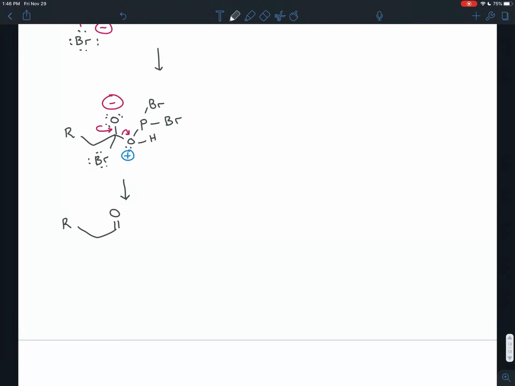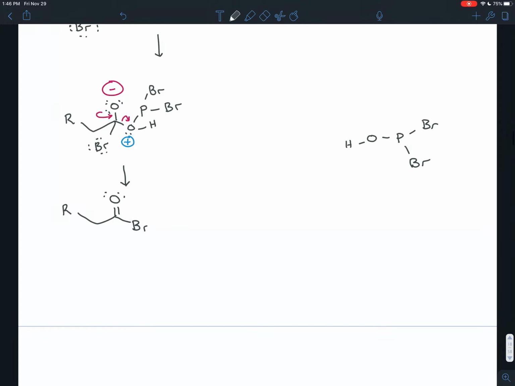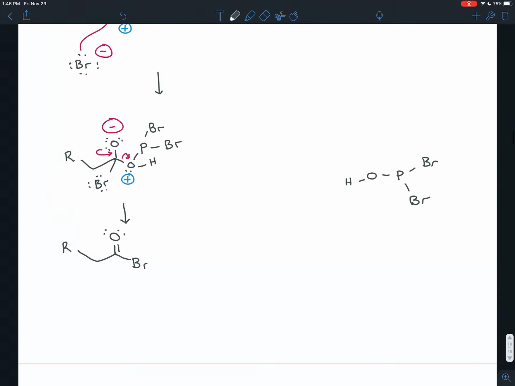So you have that double bond to the oxygen there now, you recreated the carbonyl. The bromine is still attached to it, and this OH still is on the phosphorus with the two bromines, but that's a separate molecule now. That molecule goes on to live its own life, has its own adventures, its own epic saga. But meanwhile, we're left with an acid halide.